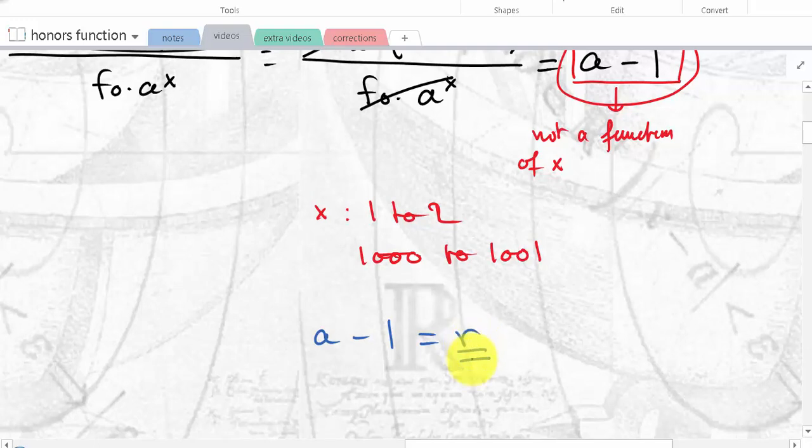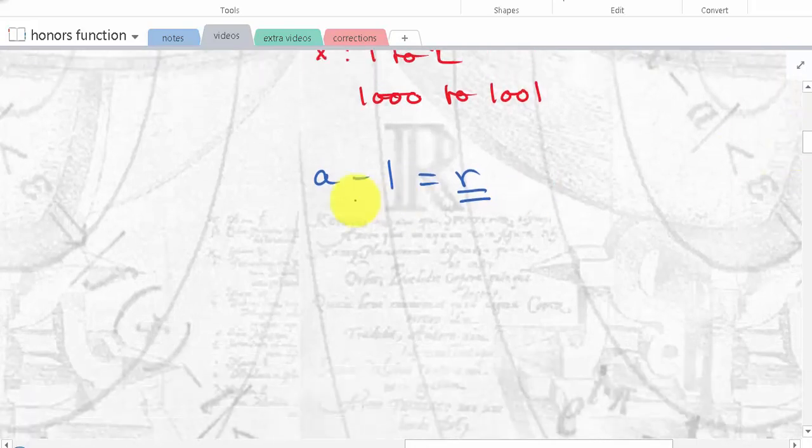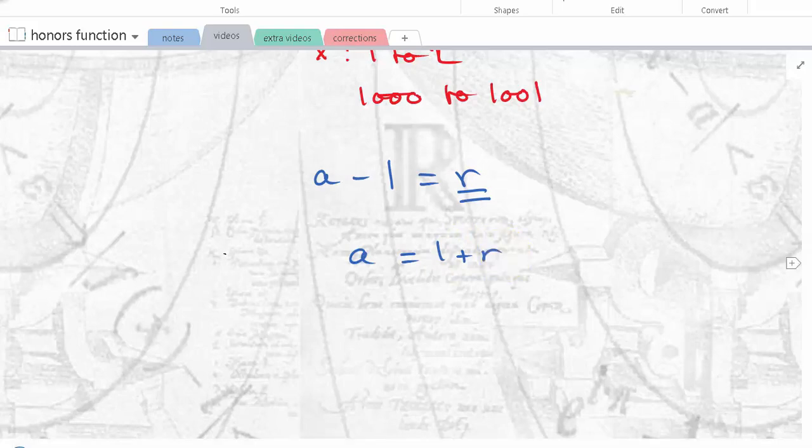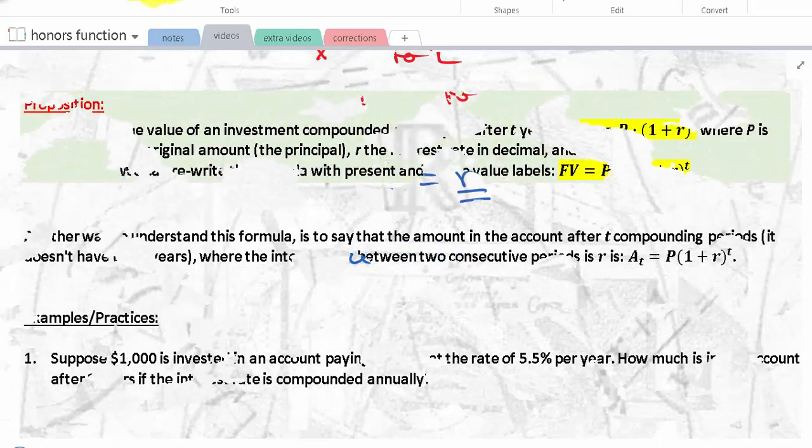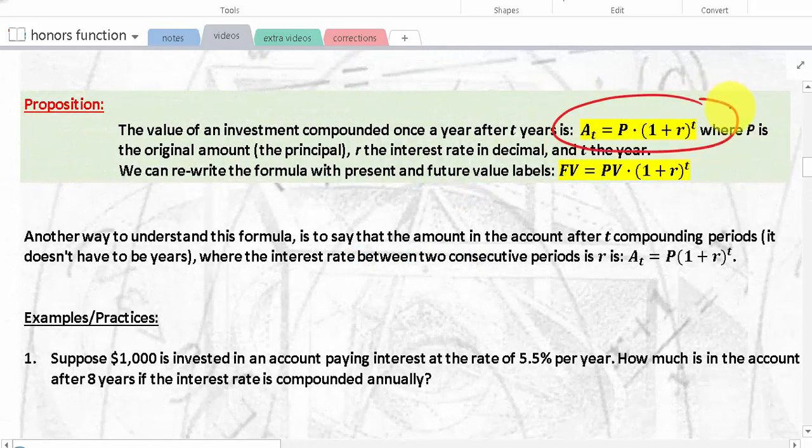Now, that should remind you of something we covered in the previous video. If a minus 1 is r, then that means that a is 1 plus r. Now, what did we go over in the previous video? Let's check out these notes again. Now, you see the formula right here? This is your a, and this is what we call the interest rate.